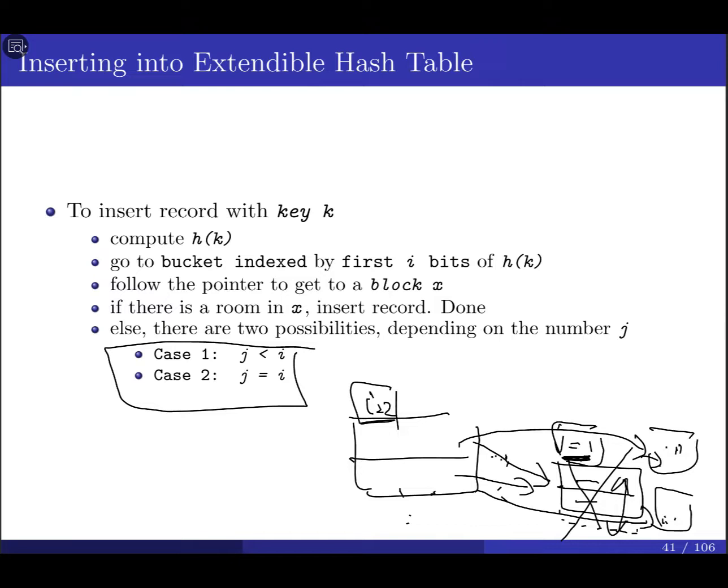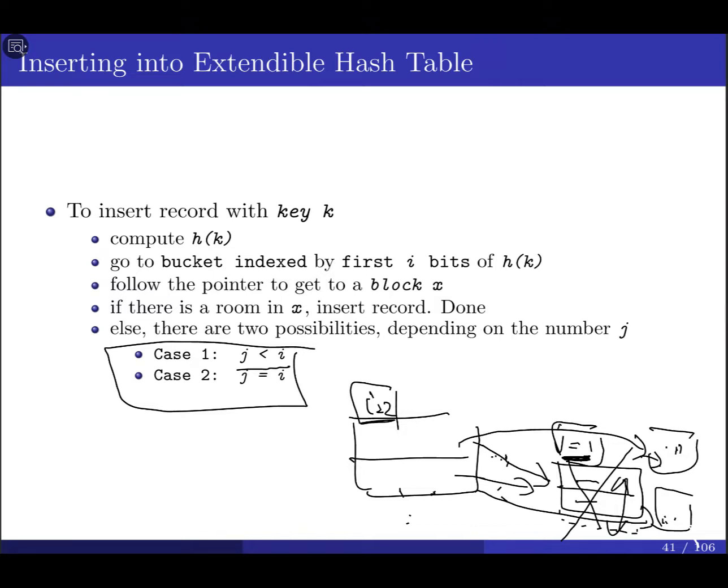If the value of j is less than the value of i, that means you can split safely. Split, create a new block, that means, or bucket. Then after that, you need to redistribute the keys only in this portion. A fraction of the bucket, or the keys, is going to be redistributed. And also you need to adjust the pointer. If the value of i equals the value of j, you cannot split.